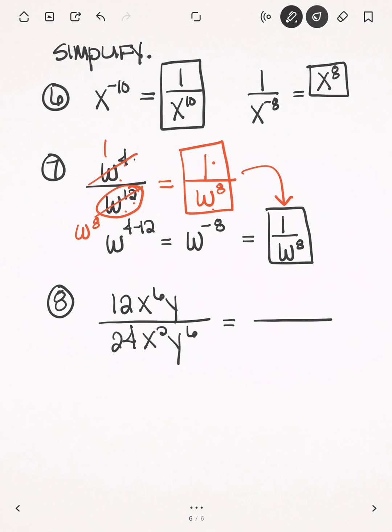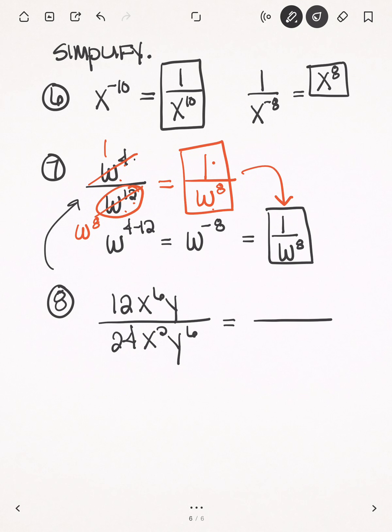Now, I'm actually going to use the canceling method like I did up here in red. If you like to subtract your exponents, you are more than welcome to do it that way. But let me show you my way first. And then if you want me to do it the other way, I can do that.